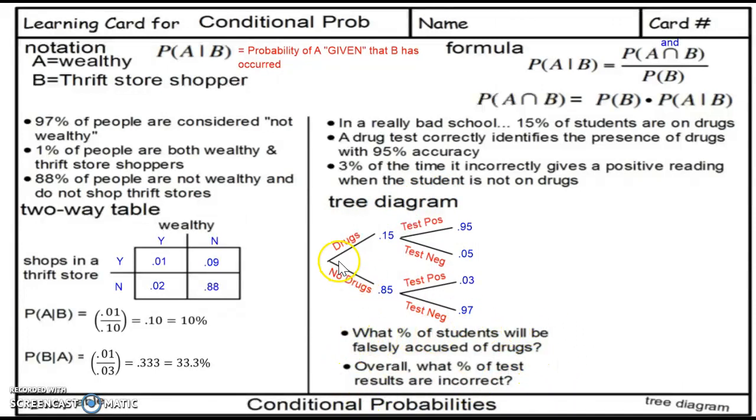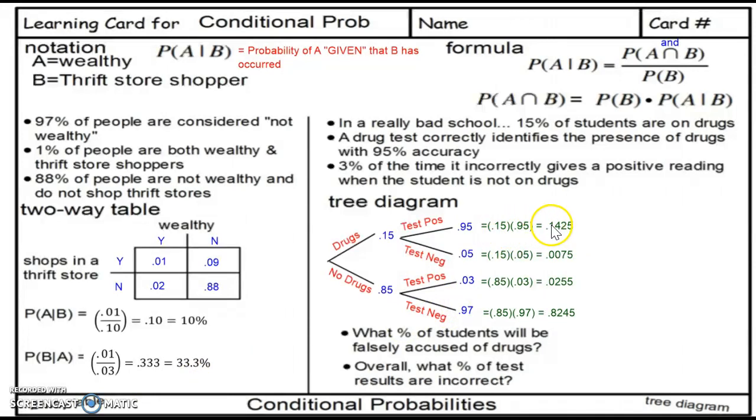So now we can use this tree diagram to help us answer these two questions below. But before we do that, I'm going to go ahead and multiply these probabilities for each one of these branches. So if I were to say, what is the probability of being on drugs and testing positive, I would take 15% times 95%. If I wanted to know the probability of being on drugs and testing negative, it would be 15% times 0.05 or 5%, and so on and so forth for each one of these branches. So I'm going to go ahead and multiply these out and find the probability of each of these 4 different scenarios. All right, so I've multiplied it all out.